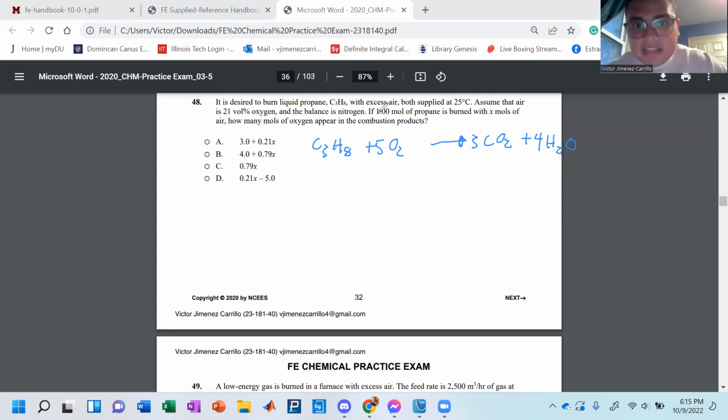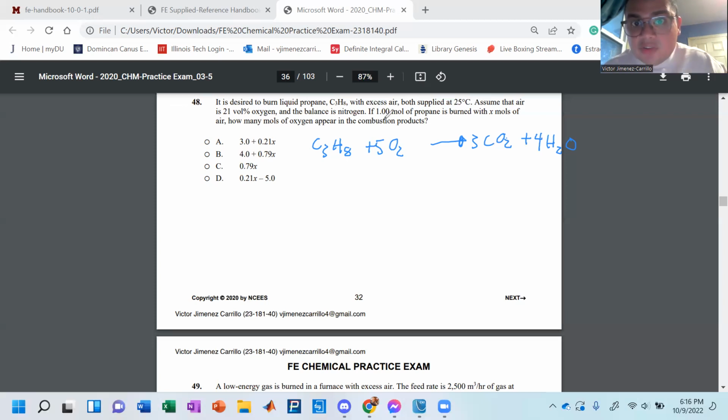Now, what else? It says if 1 mole of propane is burned with X moles of air, how many moles of oxygen appear in the combustion products? At the end of the day, what this question is saying is you're starting with X amount of moles of air, which is 21% oxygen, as a reactant. When you produce the products, how much of that air that you started off with is finishing or coming out? That's the question it's coming with. So in your head, you should say, oh, so our basis of calculations has to be X moles of air.